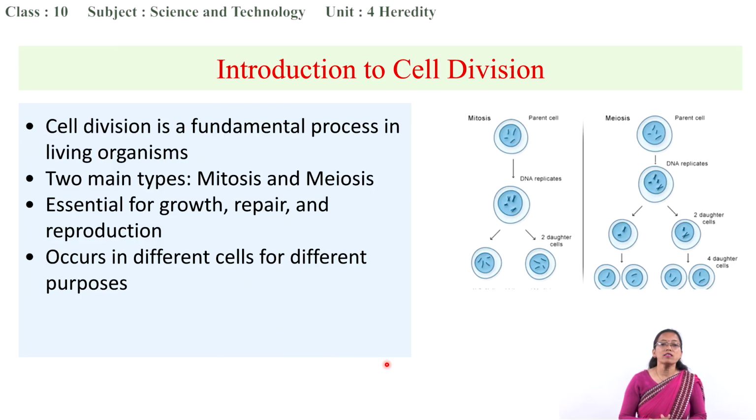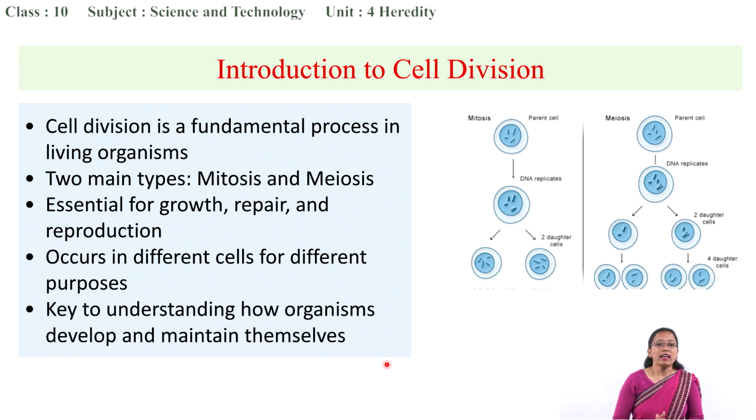It occurs in different cells for different purposes. If it is a somatic cell, it grows, and if it is a sex cell, then it helps in sexual reproduction. Mainly, we have to understand how organisms develop and maintain themselves. This also occurs due to cell division only.